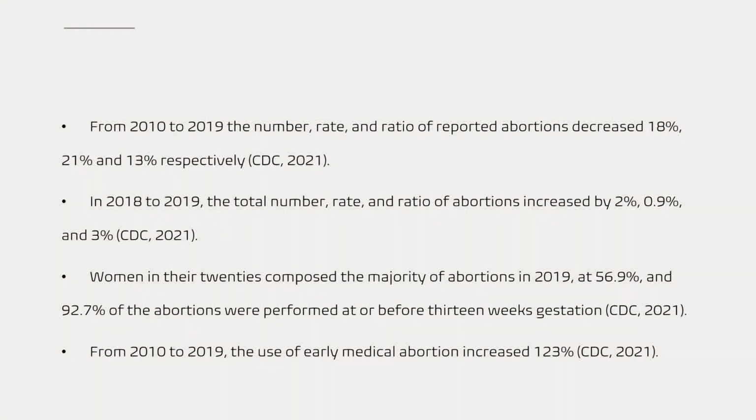We also see from 2010 to 2019, the number, rate, and ratio of reported abortions decreased by 18%, 21%, and 13% respectively. In 2018 to 2019, the total number, rate, and ratio of abortions increased by 2%, 0.9%, and 3% respectively. Women in their 20s compose the majority of abortions in 2019, like we saw before, at 56.9% and 92.7% of the abortions were performed at or before 13 weeks gestation. From 2010 to 2019, the use of early medical abortion increased by 123%.